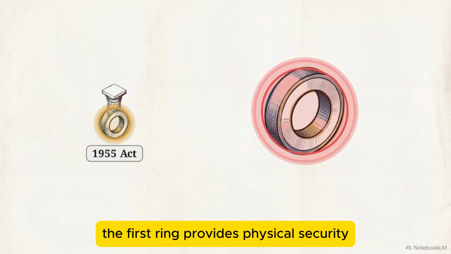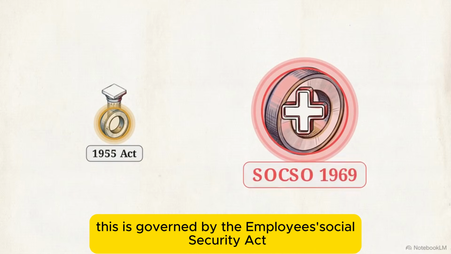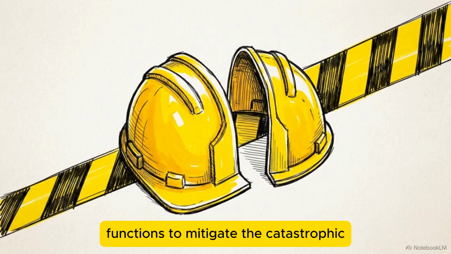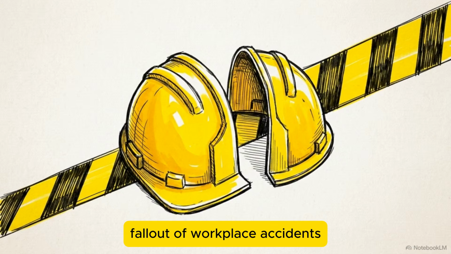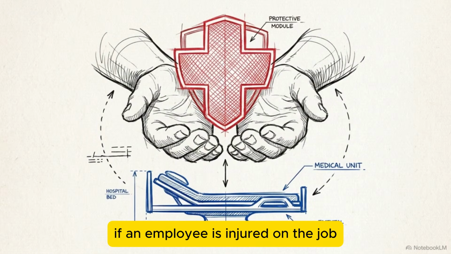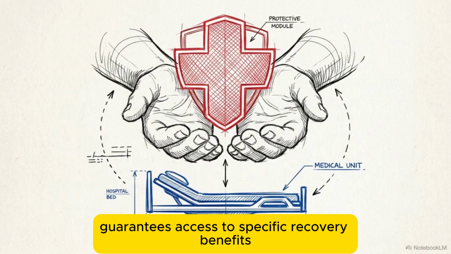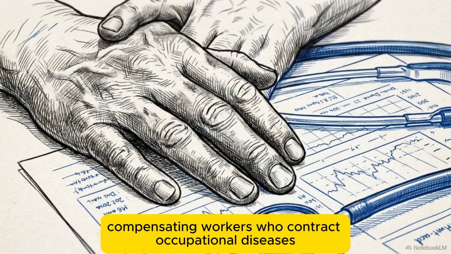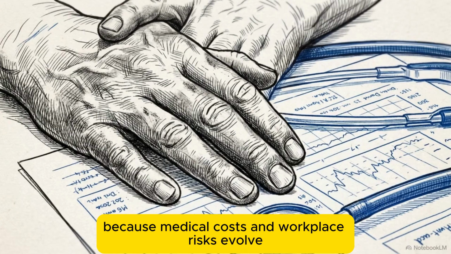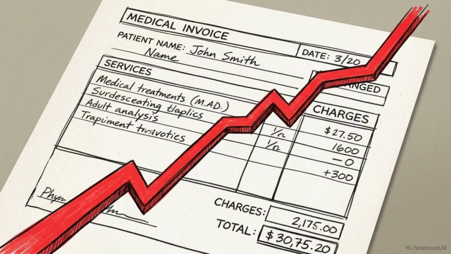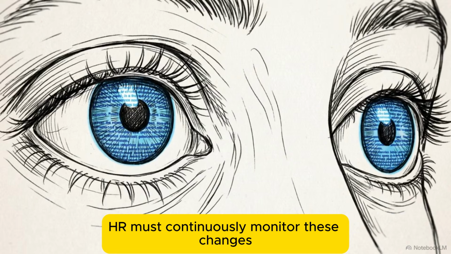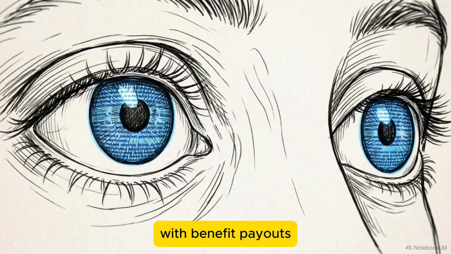The first ring provides physical security. This is governed by the Employees' Social Security Act, or SOCSO, of 1969. SOCSO functions to mitigate the catastrophic fallout of workplace accidents. If an employee is injured on the job, legislation guarantees access to specific recovery benefits. The liability coverage even extends to slow-moving damage, compensating workers who contract occupational diseases over years of service to a company. Because medical costs and workplace risks evolve, SOCSO undergoes frequent statutory amendments. HR must continuously monitor these changes to ensure they remain in compliance with benefit payouts.